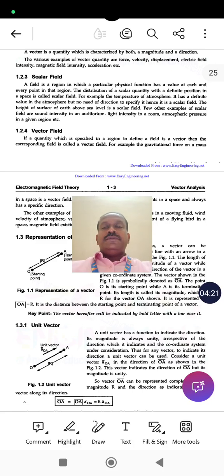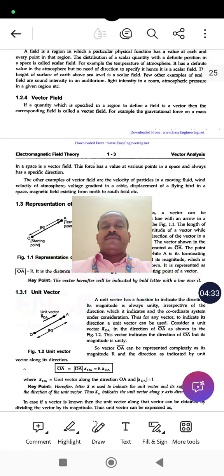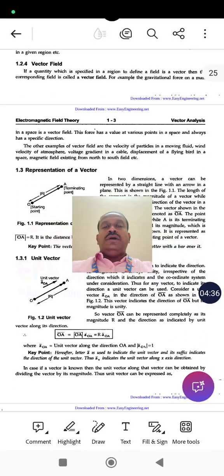So next is the vector field. If a quantity specified in a region to define a field is in vector form, the field is called a vector field. For example, the gravitational force on a mass in space is a vector field. The force has a value at various points in space and always has a specific direction. Other examples of vector fields are the velocity of particles in a moving fluid, wind velocity of the atmosphere, the voltage gradient in a cable, displacement of a flying bird in space, and the magnetic field existing from north to south.